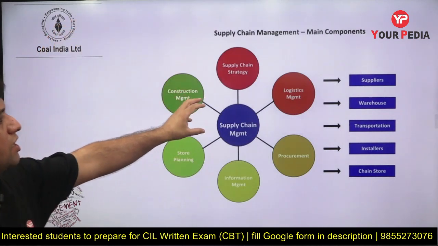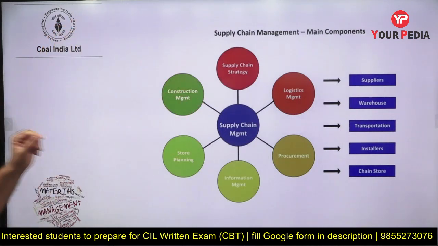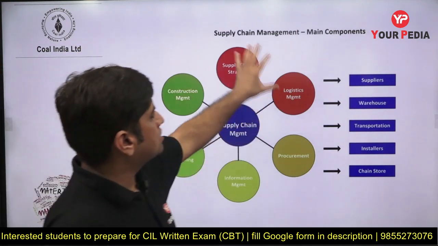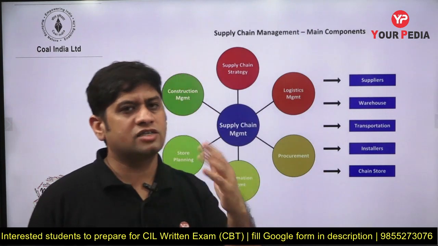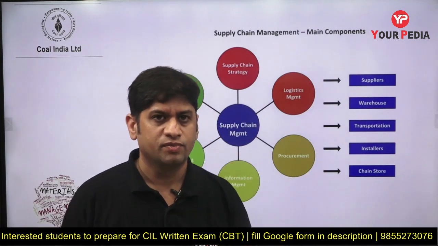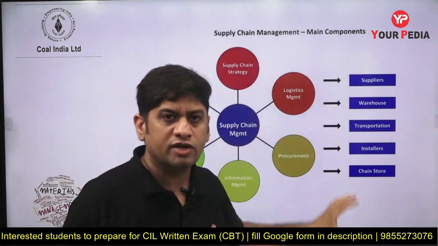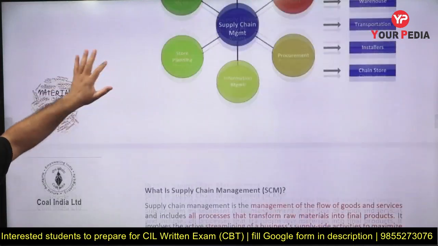So different managements come: logistic management, procurement, information, storing, construction, supply. So these are some of the components, and as I told you, that depends upon industry to industry. So these are some of the components of supply chain management, how you do it.